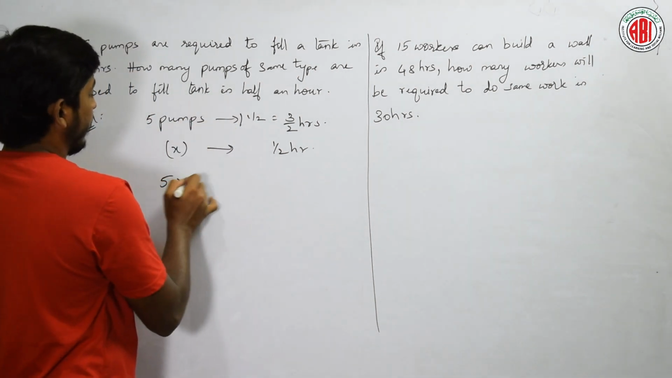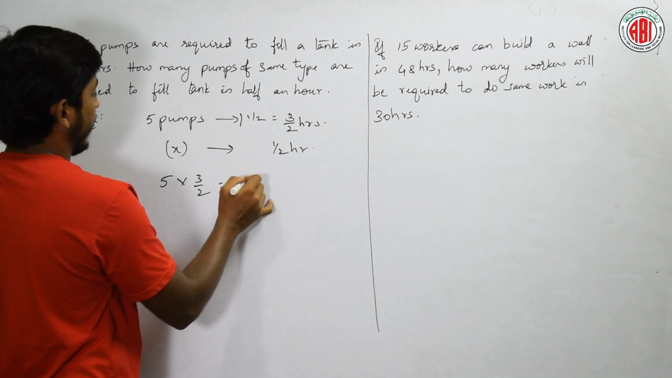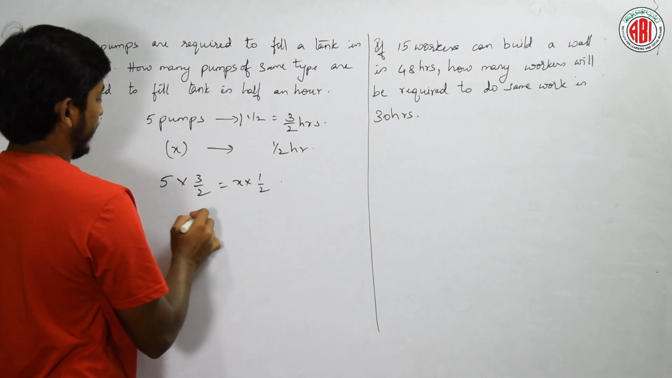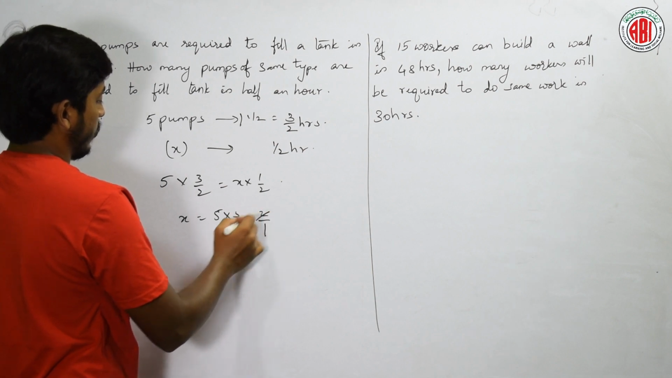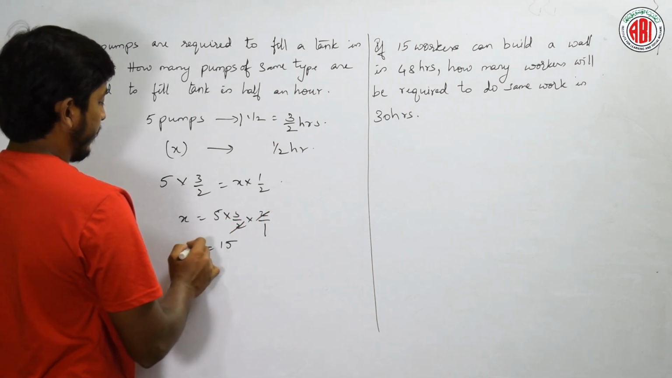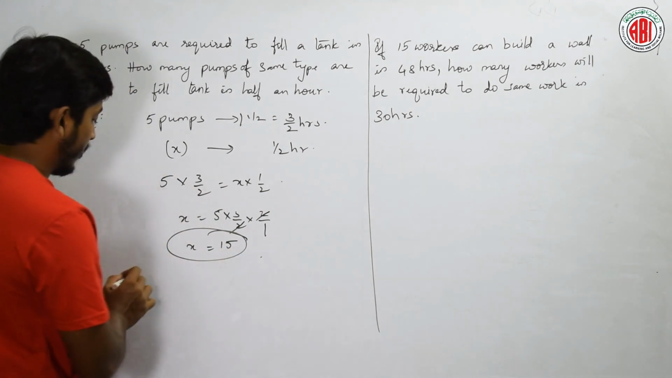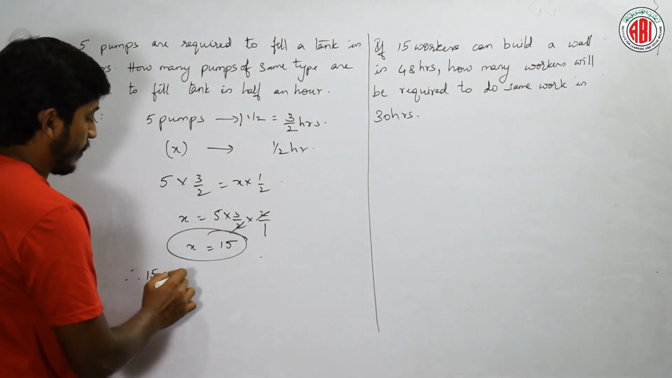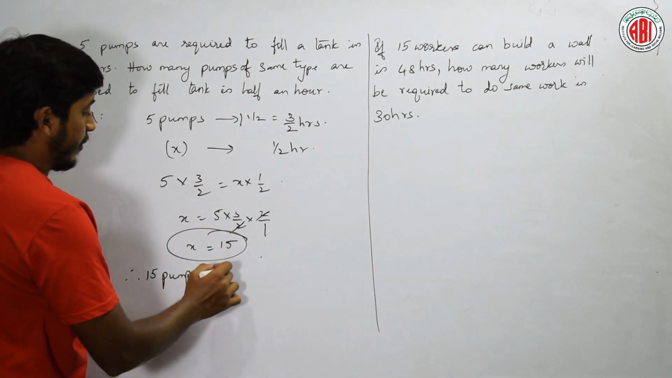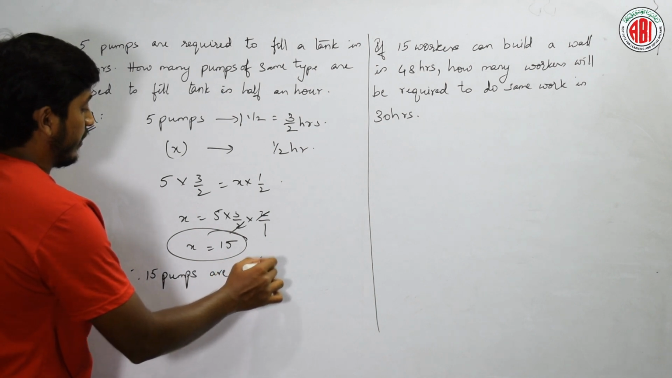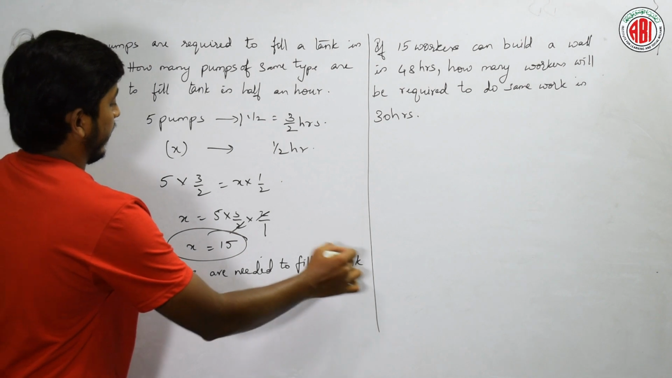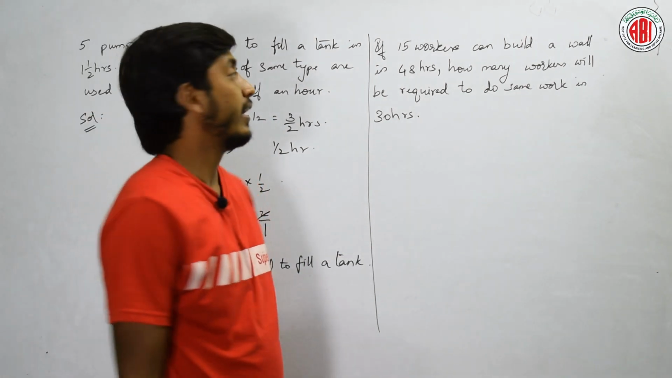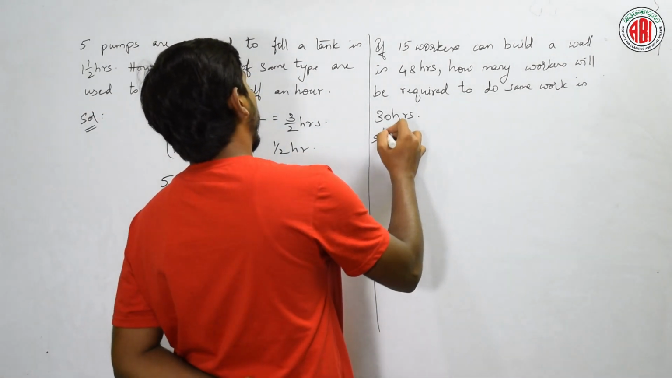Therefore, 5 into 3/2 is equal to x into 1/2. Just cross multiply. x is equal to 5 into 3/2 into 2/1. 2 will get cancelled, that is 15 pumps. Therefore, 15 pumps are needed to fill the tank. Right? Next, look at this next question.